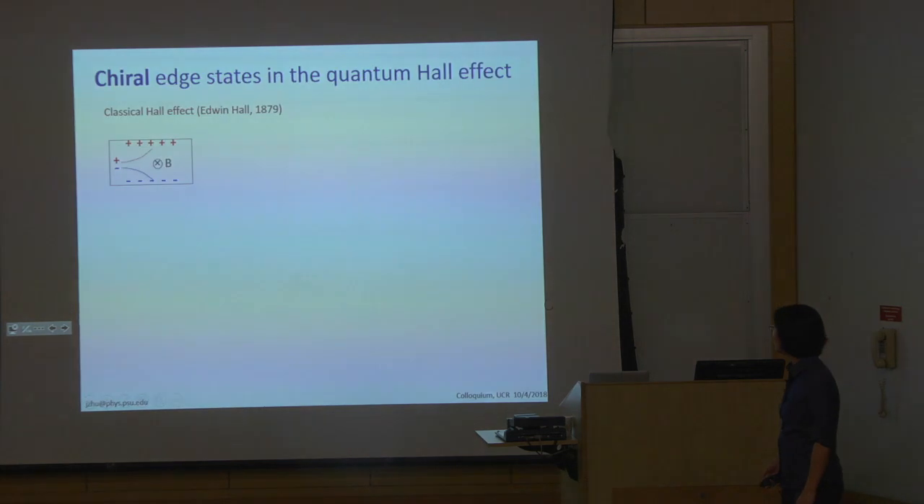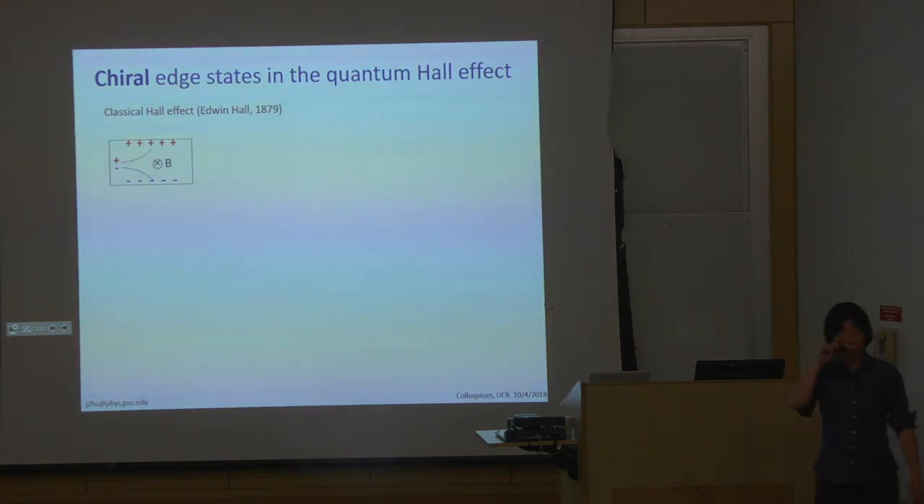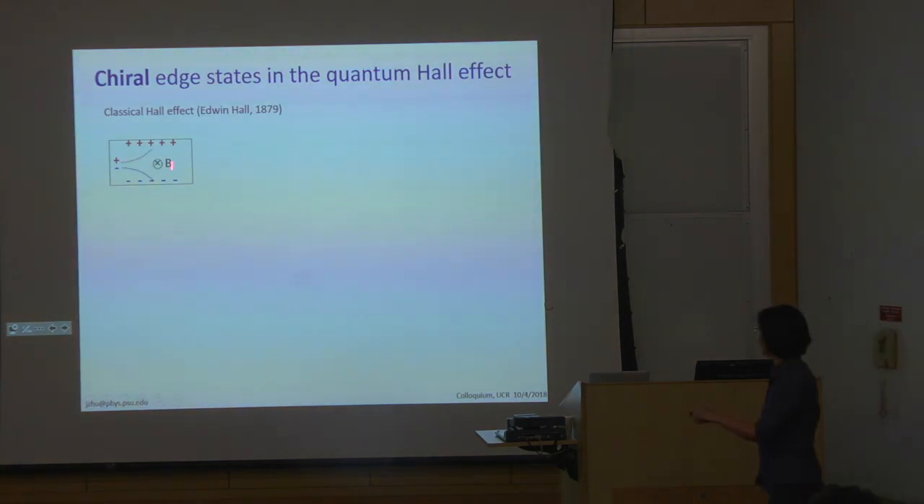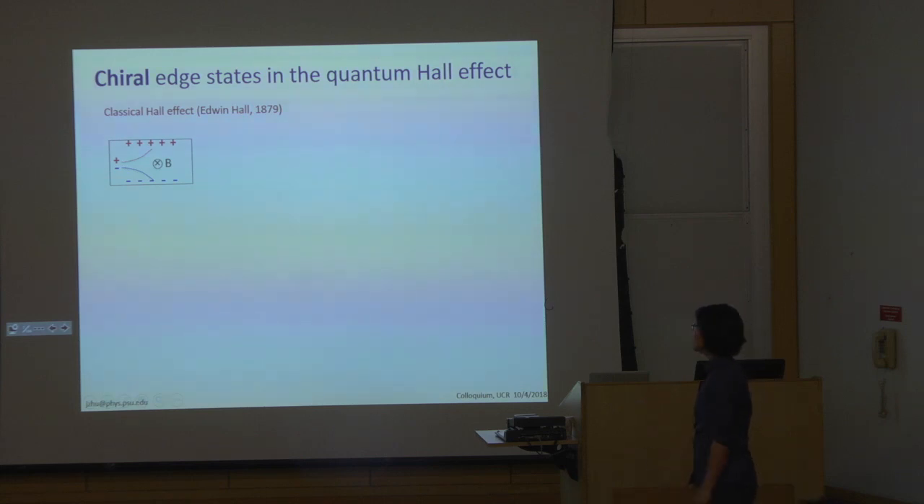Okay. So quantum Hall effect started from classical Hall effect. You apply a magnetic field. Electrons feel the Lorentz force, and they go to the side of the sample. Positive charges go to one side, negative charge go to the other side. That sets up a Hall voltage. Okay? So that's the classical Hall effect.